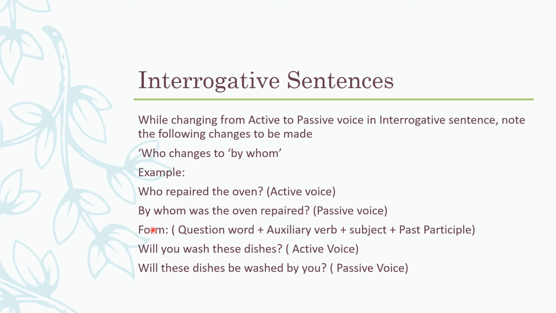Look at the form of this passive voice. It's the question word "whom," the auxiliary verb "was," or you can say it is the be form of the past tense, was or were. So you have to use "was." The oven becomes the subject, the object becomes the subject, and repaired is the past participle. Another example: Will you wash these dishes? Question mark. This is an interrogative sentence, active voice. In the passive voice, the sentence will be: Will these dishes be washed by you? So "will" is the question word, "these dishes" is the subject, "be" remains "be," and washed is the past participle.